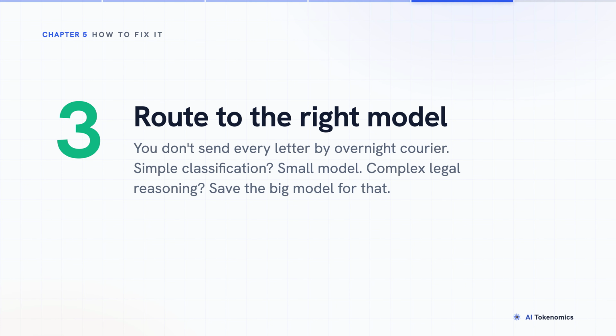Move 3. Route to the right model. You don't send every letter by overnight courier, so stop sending every request to the most expensive model. Simple classification, small model. Complex legal reasoning, save the big model for that. Routing alone can cut a bill in half.